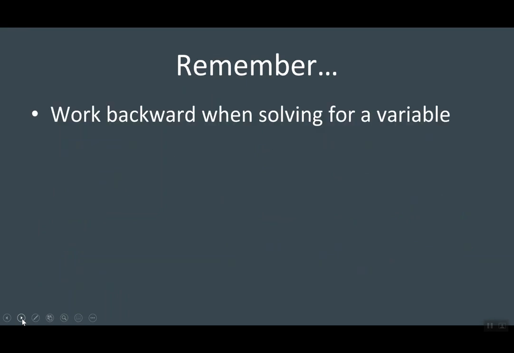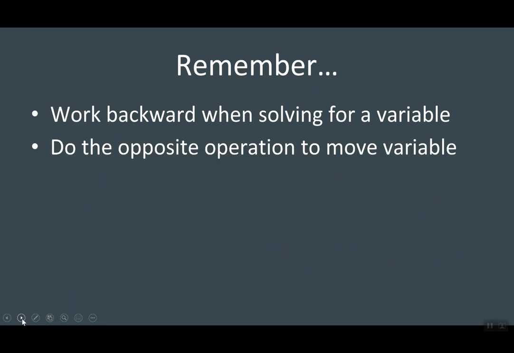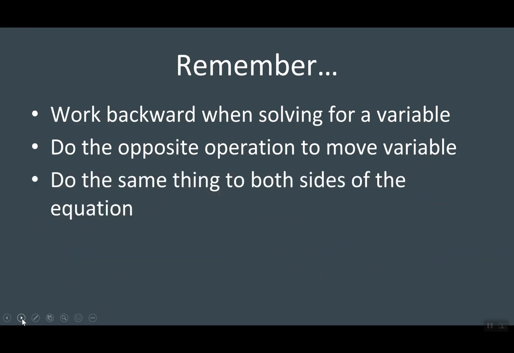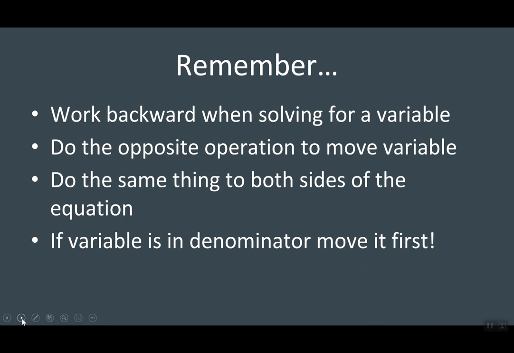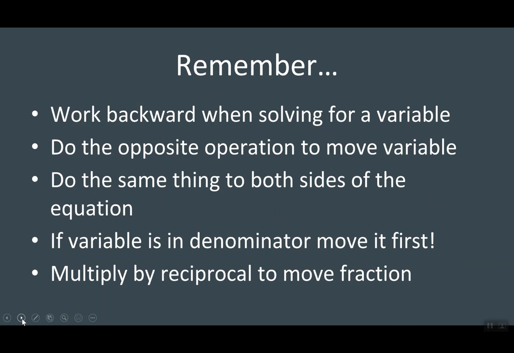Things to remember when you are rearranging equations. You're going to work backwards when solving for a variable. We need to do the opposite operation to move the variable. So if something is added, you would subtract. If it's multiplied, you divide. And you'll see this as we work through our examples. We need to make sure we do the same thing to both sides of the equation. And if the variable is in the denominator, move it first. Multiply by the reciprocal to move a fraction. So if you keep these 5 things in mind, it'll make things a little bit easier for you.